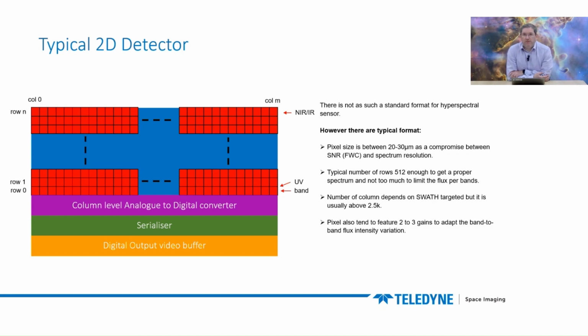Pixels are designed with 2 to 3 gains in order to adapt each band or each row to the intensity of the wavelength projected onto the detector, as the intensity can vary a lot per wavelength.